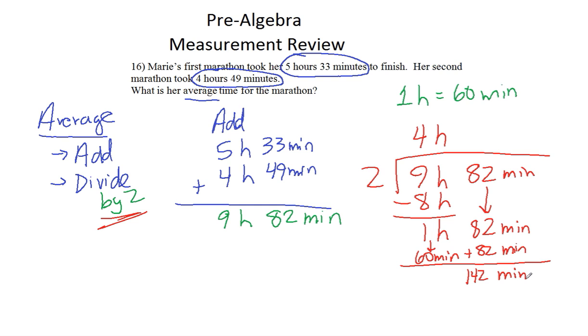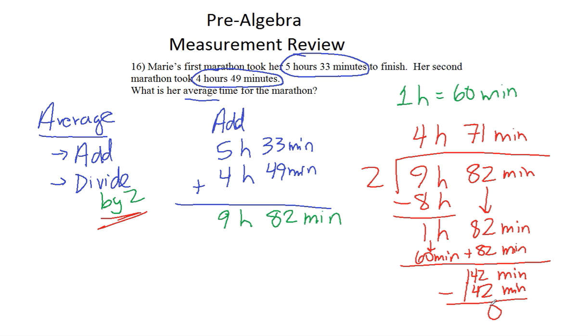Okay? So that's the leftover. When I take 9 hours, 82 minutes, and I divide by 2, we get 4 hours, but I get a remainder of 142 minutes. So now I do 2 into 142. You can use the calculator if you need to, but I know that one's 71 minutes. 71 times 2 would give me 142 exactly. 142 minutes, and I get no remainder.